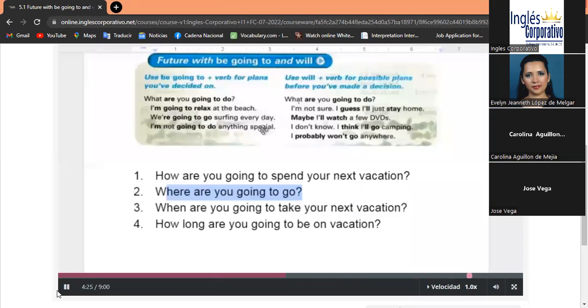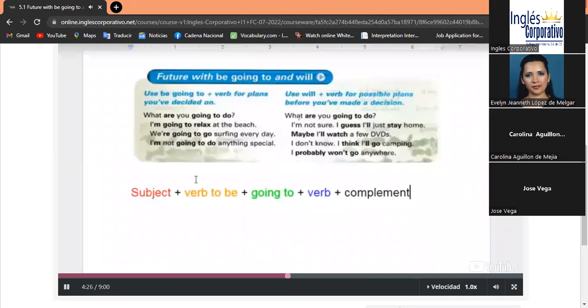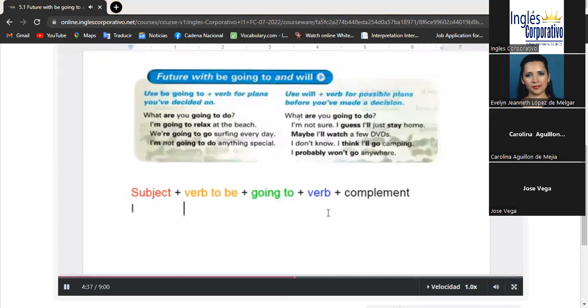Be going to. So the examples on the left side of this chart. In order for us to express our thoughts and ideas about the future with be going to, we're going to have some sort of subject. So in this case, I'm going to say, I am.